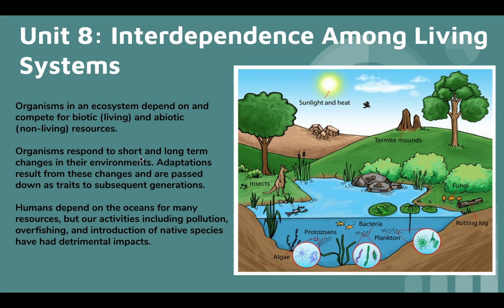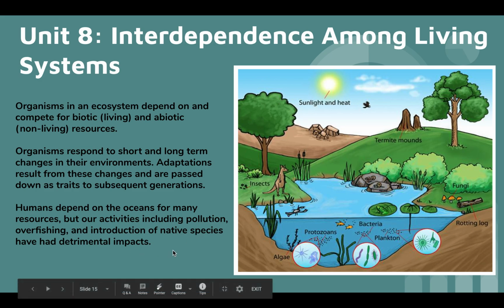Organisms respond to short and long-term changes in their environments. So adaptations result from these changes and are passed down as traits to subsequent generations. We also learned that humans depend on the oceans for many resources, but our activities, including pollution, overfishing, and introduction of non-native species, have had detrimental impacts.